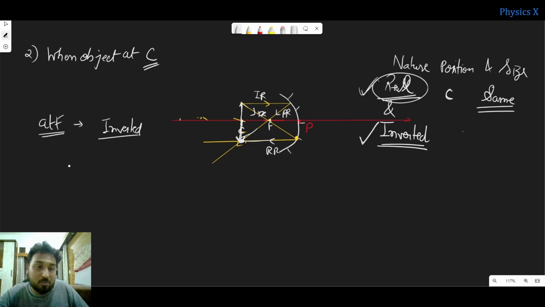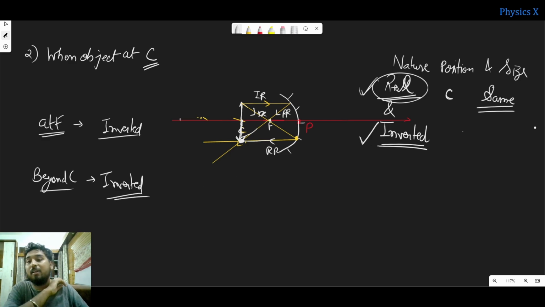Also, when we saw the object placed beyond C in the previous case, the image was diminished, but it was also inverted and real. So whenever a real image is formed, the image is inverted also. And the size is the same this time. So this is how you draw the ray diagrams.